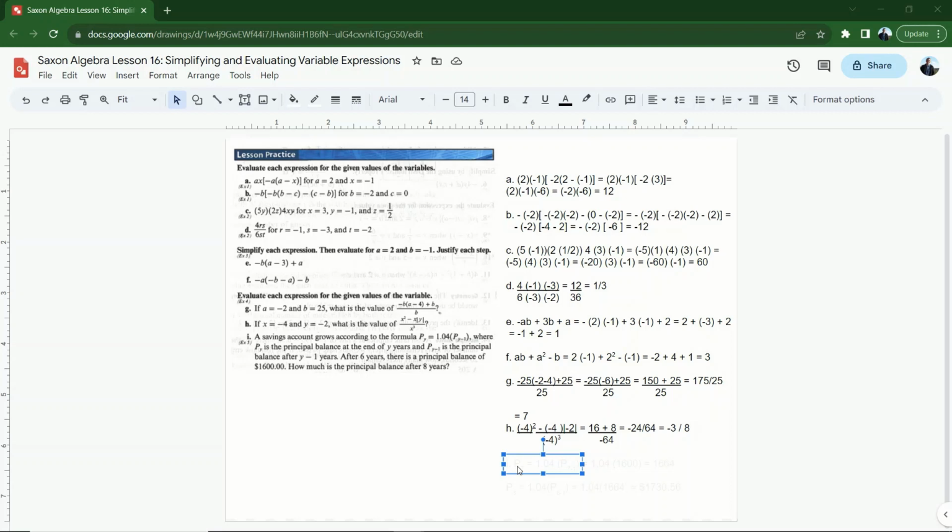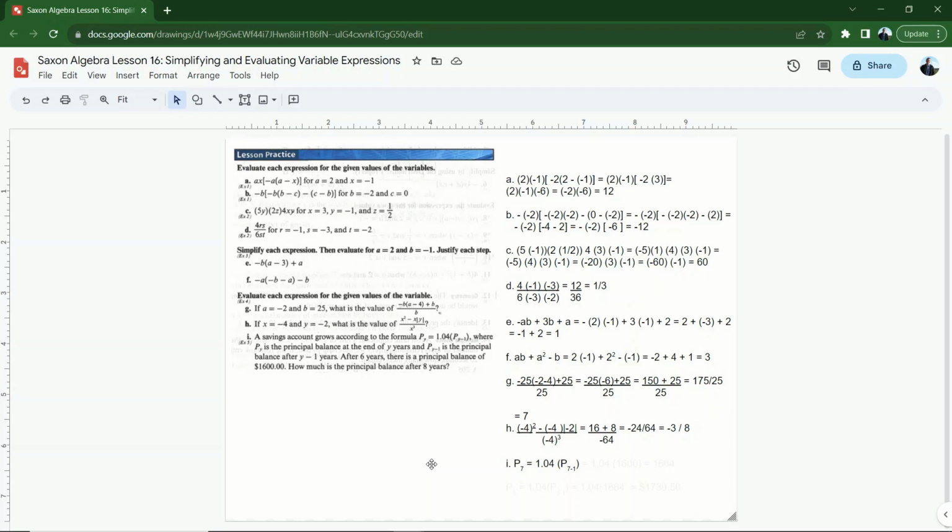Now let's see what's happening here. We say after 6 years, there is a principal balance of $1,600. How much is the principal balance after 8 years? So how are we going to figure this out? Well, first of all, let's get some terms down. The principal after 7 years, I'm just going to note this, is 1.04 times the principal after y minus 1, 7 minus 1, or 6 years.